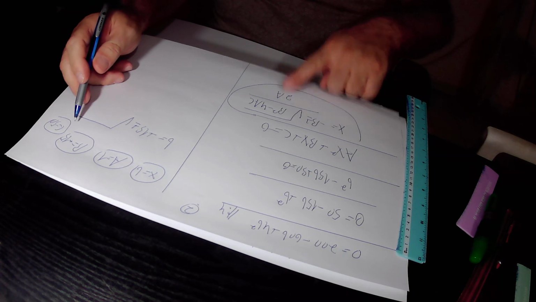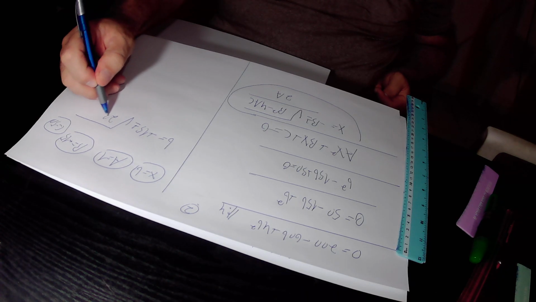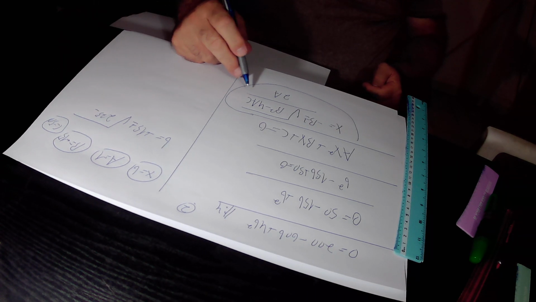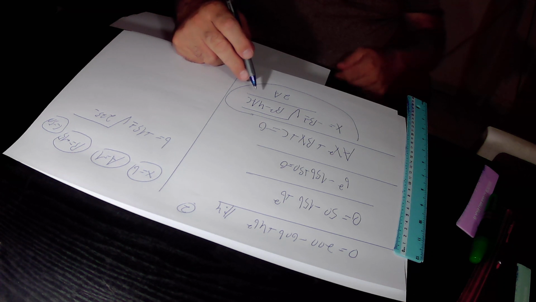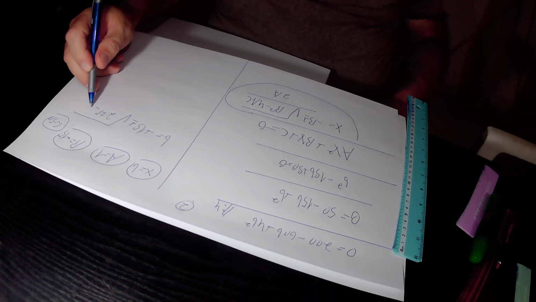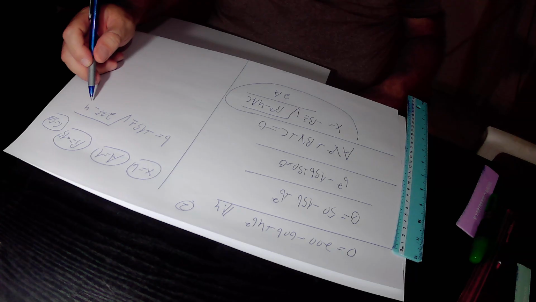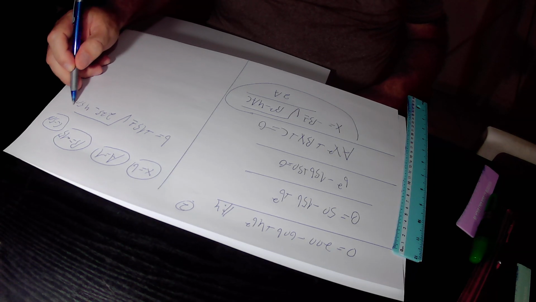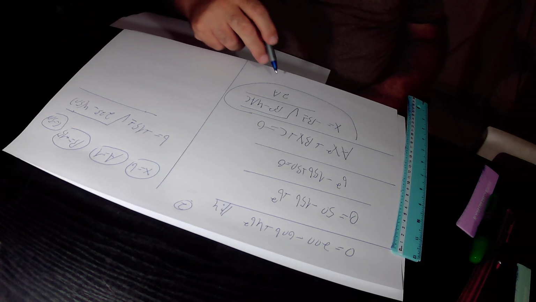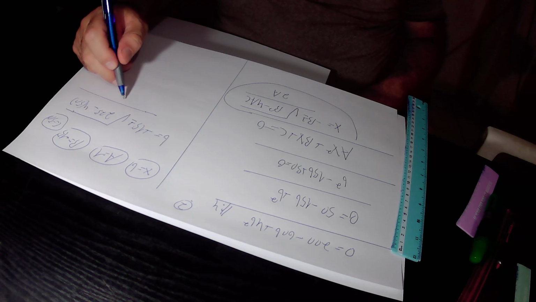b is minus 15, therefore b squared is (minus 15) squared, that is 225, minus 4 times a times c. So it is minus 4 times a. a is 1, so minus 4 times 1 is minus 4, times c. c is 50, so we have minus 4 times 50 inside the root, divided by 2a. a is 1, so 2a is 2 times 1, that is 2.